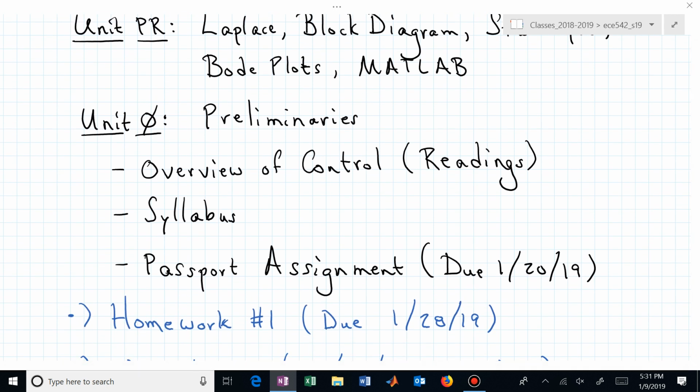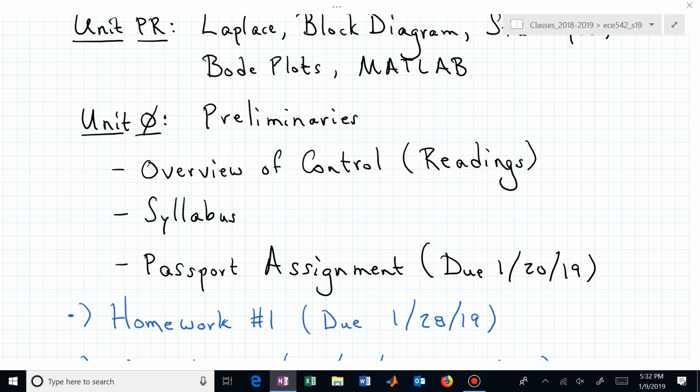Unit 0 is where we will start. If you haven't seen control at all, there are some readings you can read on your own in that module, in a subunit called an overview of control. You might just look at one or two of those. It's not required reading, but it might orient you to the topic of control.